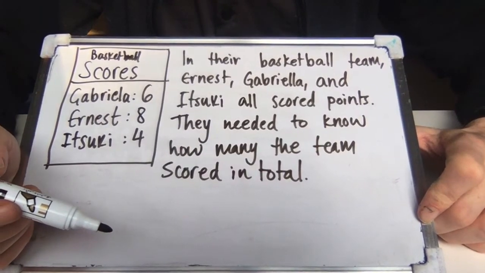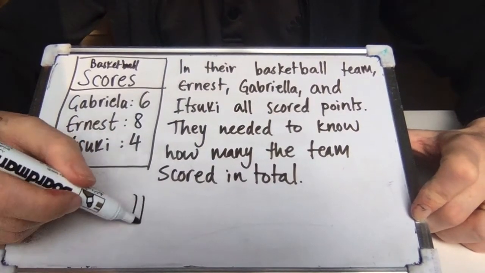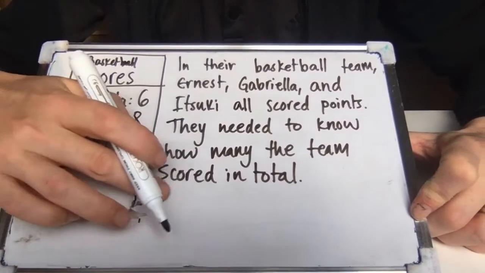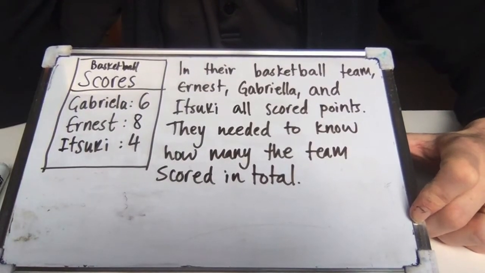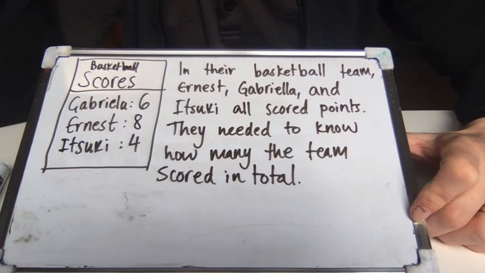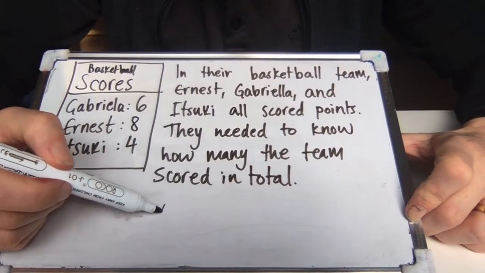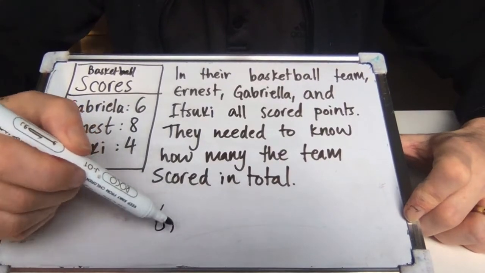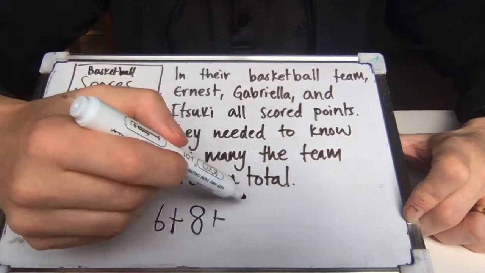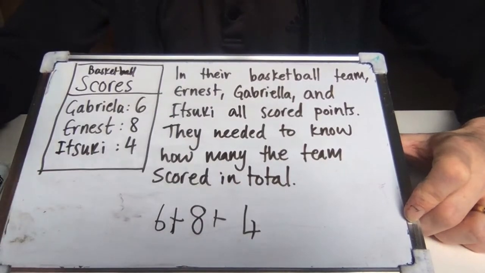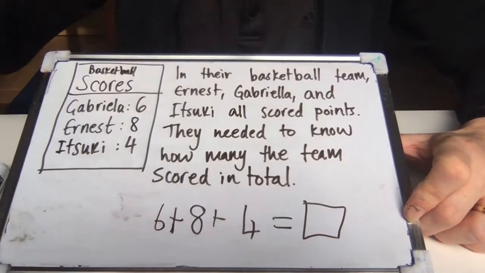Well, again, you could use cubes to count them up. You could use dots, tally marks, or a number line. You could use all of those things. But let's try it as a number sentence and use our friendly tens to help figure it out. We know that Gabriella scored 6, Ernest scored 8, and Itsuki scored 4. We're going to figure out how many the team scored altogether.